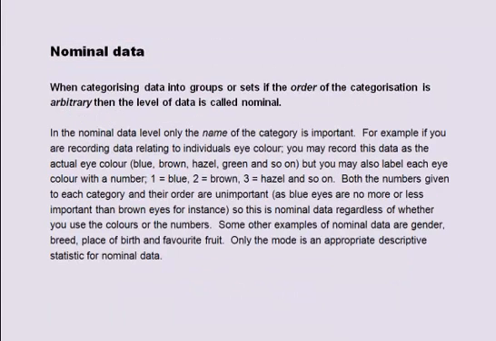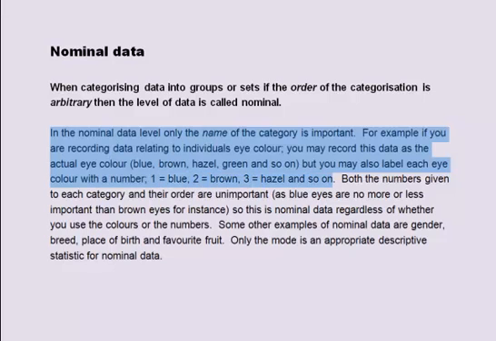Nominal data. When categorising data into groups or sets, if the order of the categorisation is arbitrary, then the level of data is called nominal. In the nominal data level, only the name of the category is important. For example, if you are recording data relating to individuals' eye colour, you may record this data as the actual eye colour, blue, brown, hazel, green, and so on. But you may also label each eye colour with a number. 1 equals blue, 2 equals brown, 3 equals hazel, and so on.